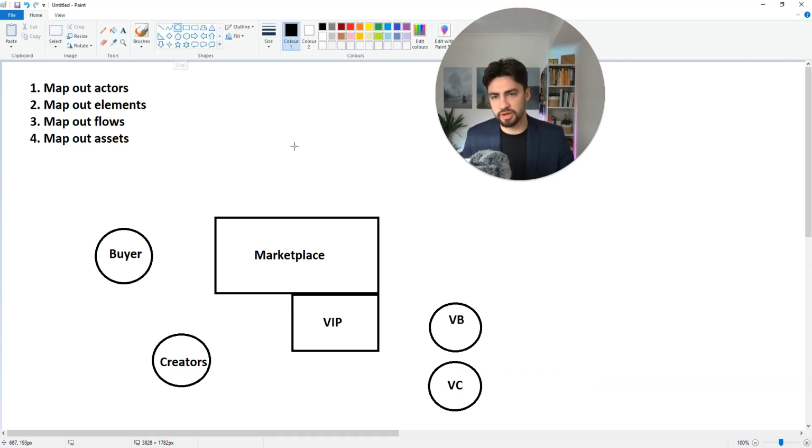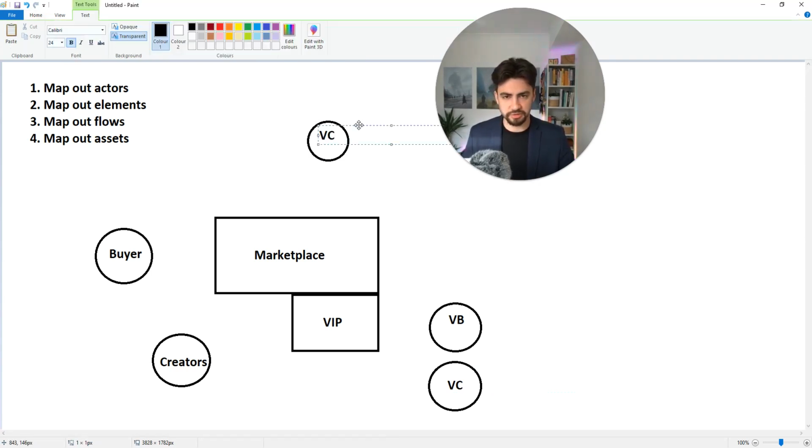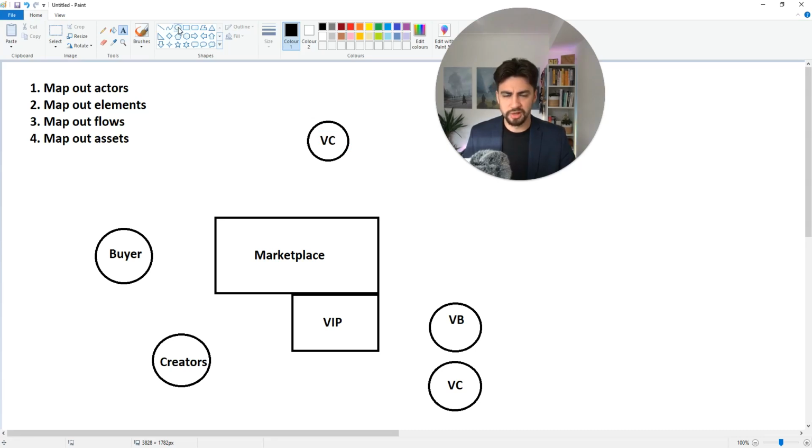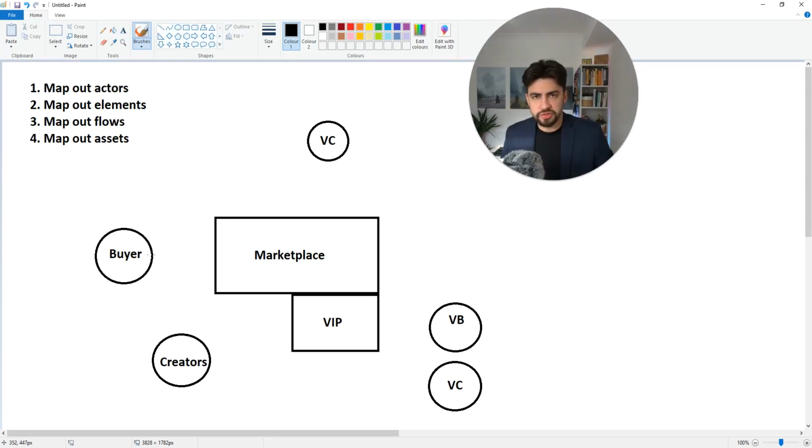Who else do you have? You have investors in this business, right? You have VCs selling tokens. Maybe you can add them here as well. Maybe all of your AI agents have tokens, right? Maybe you're like AI16Z. Well, if all of these have tokens, then you need to have liquidity pools.